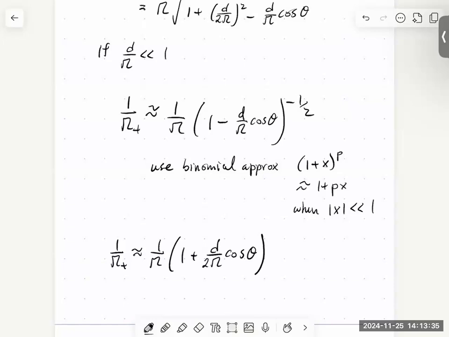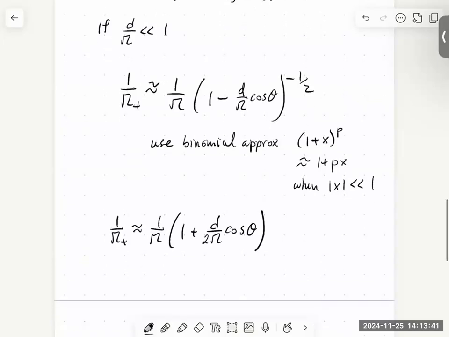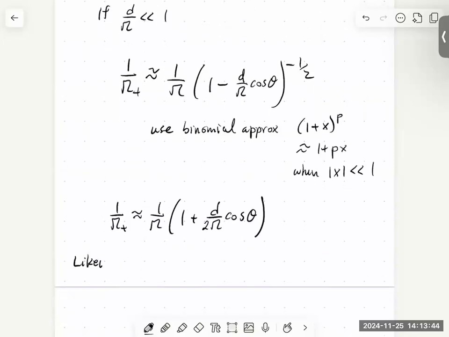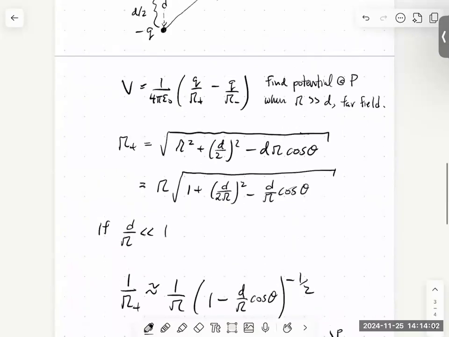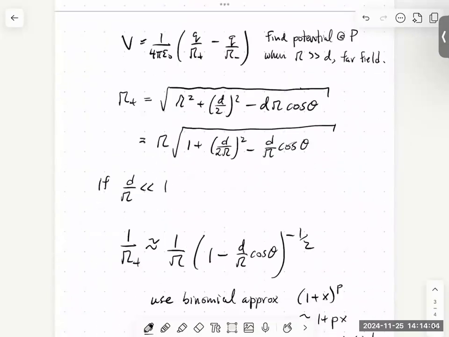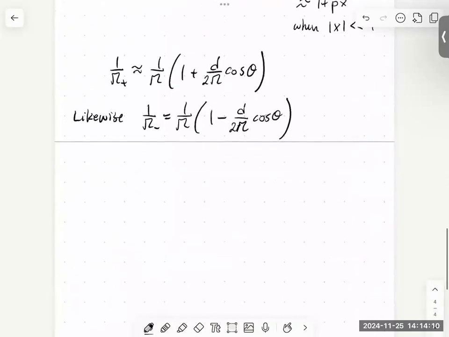You could do the exact same game for the r minus, and what you would find is something very similar. It's going to be 1 over r, times 1 minus d over 2r cos theta. So we're going to take those approximations and put them into our exact potential above. Therefore, V, I could factor out the Q, is Q over 4 pi epsilon naught.